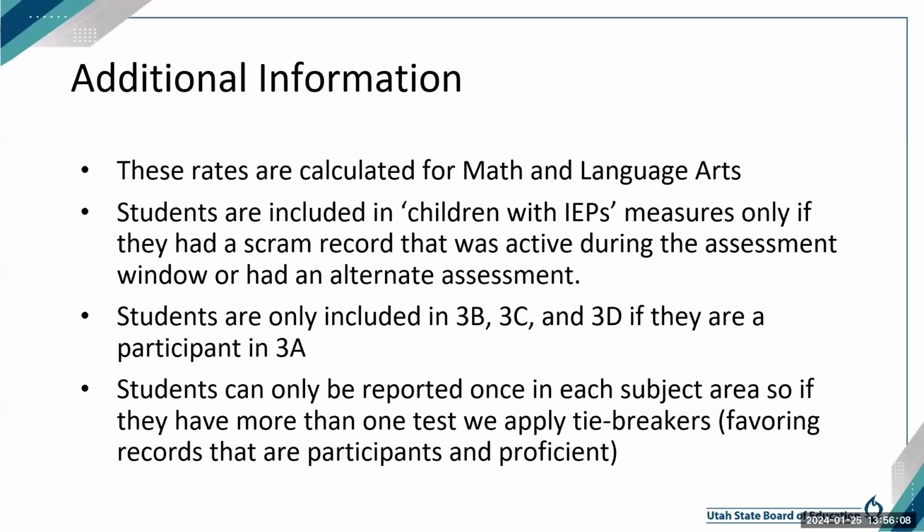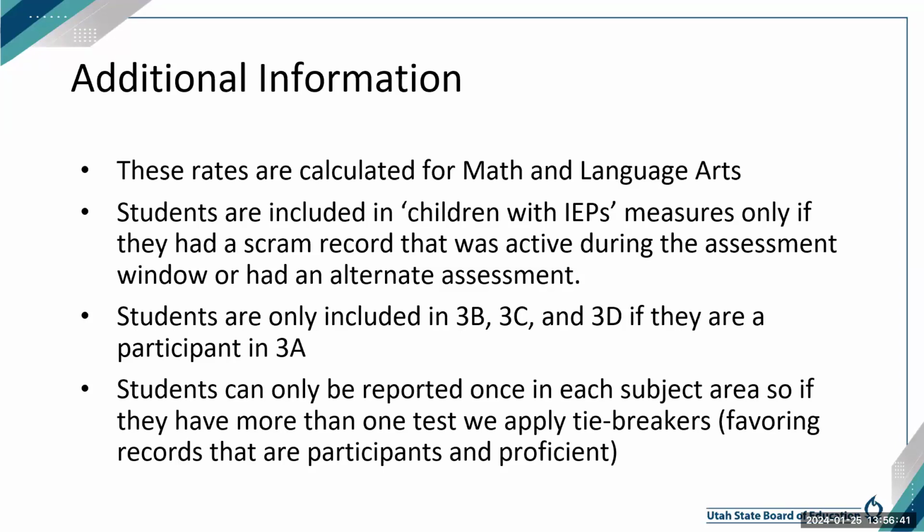And then students in the proficiency measures, which is 3B, 3C, and 3D, are only included in that measure if they're a participant in 3A, the participation measure. Makes sense. And then students can only be reported once in each subject area. So if a student has more than one test, like maybe an 8th grader who took 8th grade math but also took secondary math 1, we have to apply tiebreakers and only pick one test to submit.